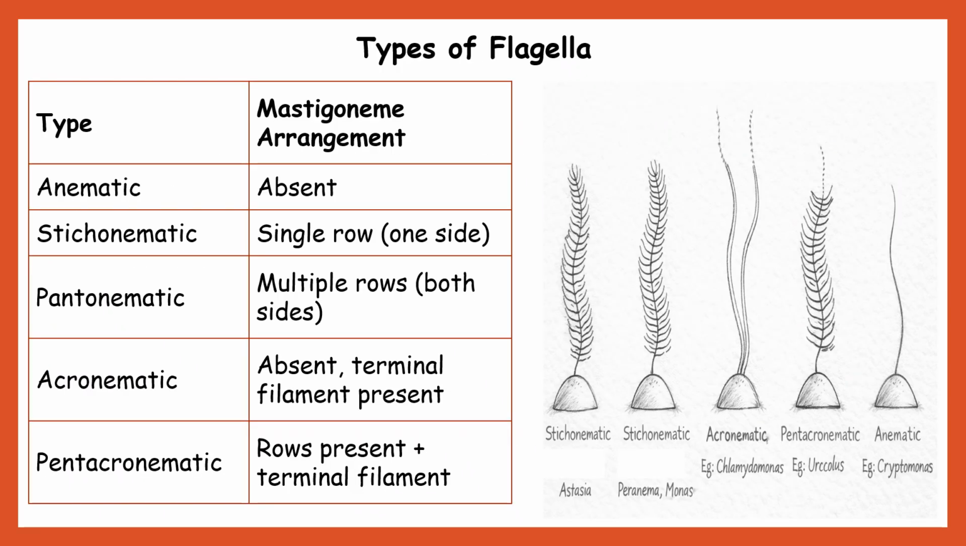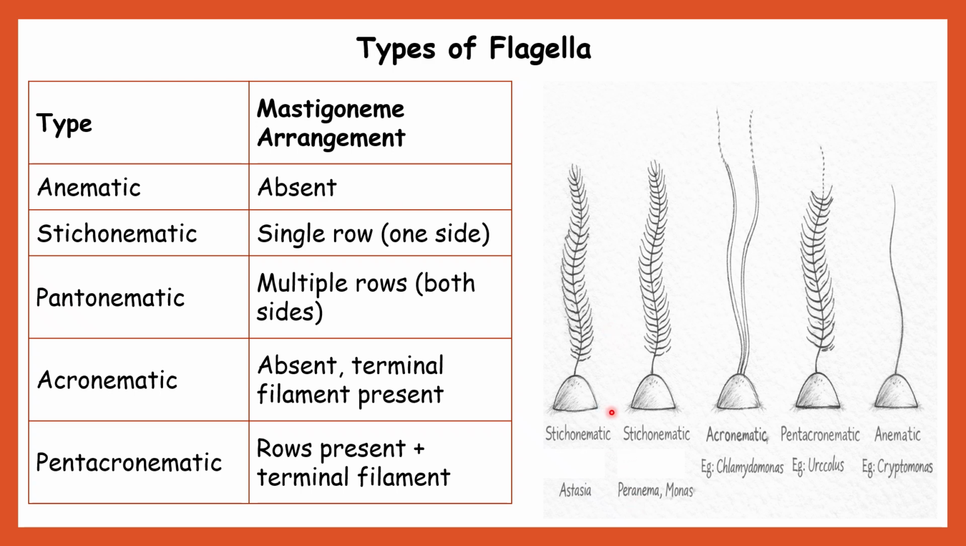Now, after studying the structure of flagella, let's talk about the types of flagella. Flagella are further divided into 5 types: anematic, stichonematic, pantonematic, acronematic, and pantacronematic, based on the presence or absence of axoneme. Here we can clearly see small hair-like structures present, and filament-like structures at the tip. Based on the presence of these two structures, the flagella are divided into 5 different types.